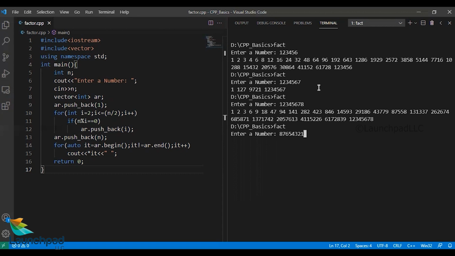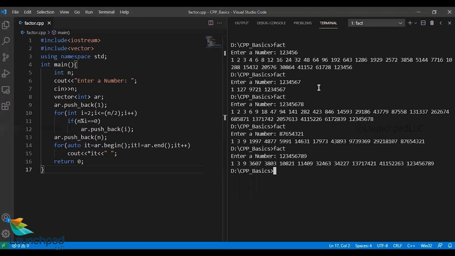87654321. Now, it is still an 8-digit number, but it is slightly bigger than the previous number we provided as input. It took a fraction of a second delay to print the output, but it still looks fine to me. Let us run the code for a 9-digit number, a small minimalistic 9-digit number. The program took an extra bit of time to print the output. Let us run it for a bigger 9-digit number.